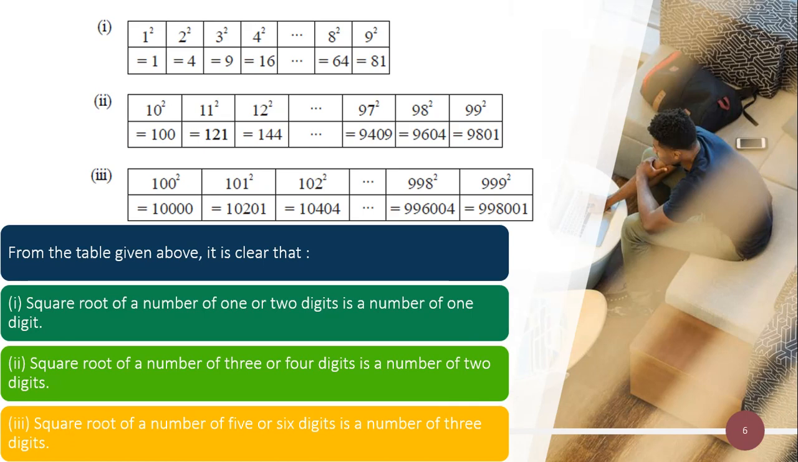If we square a 2 digit number from 10 to 99, we see that the square of that number is a 3 digit number or a 4 digit number. And third, when we square a 3 digit number, we see that the square of the 3 digit number is a minimum 5 digit number and a maximum 6 digit number.